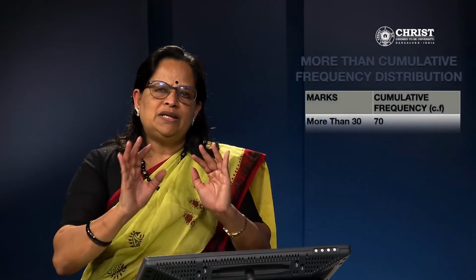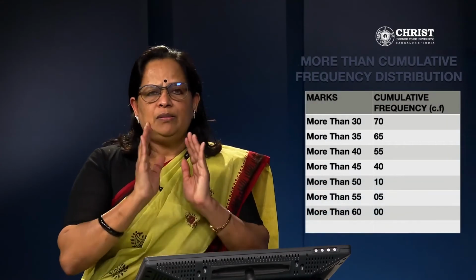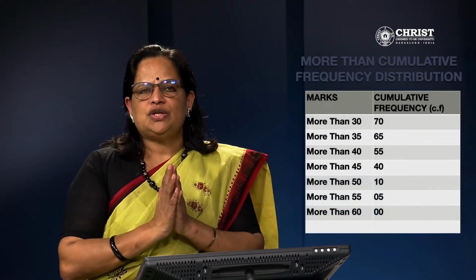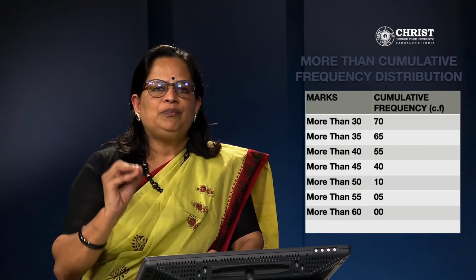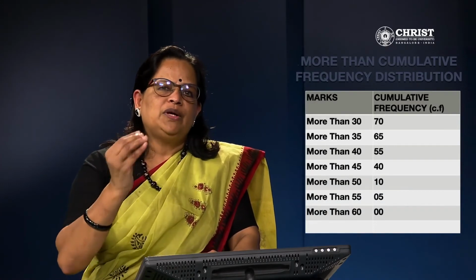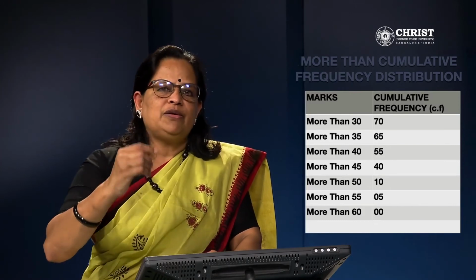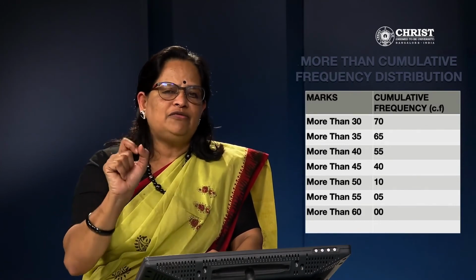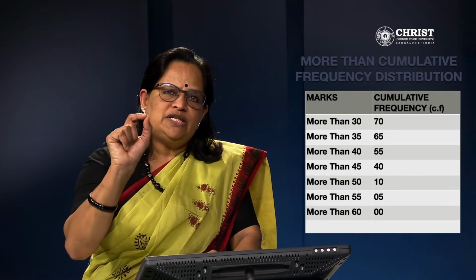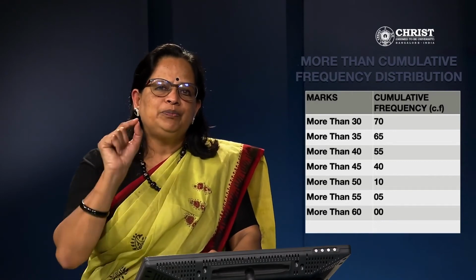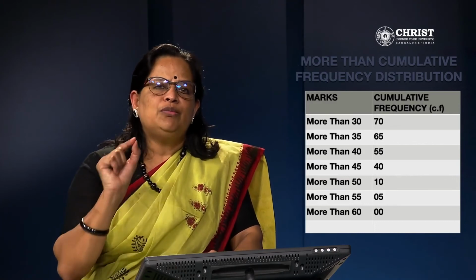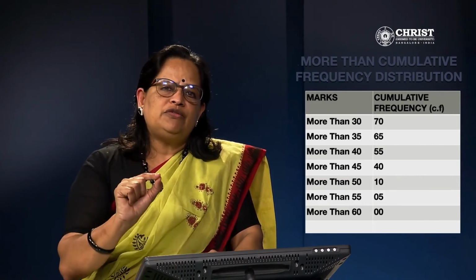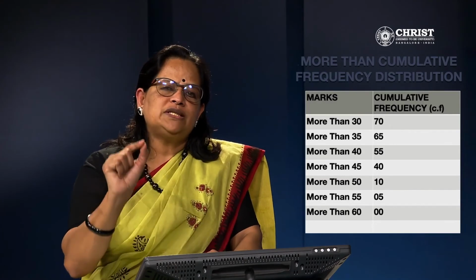So one more method is there of expressing the more than cumulative frequency distribution. More than 30 is 70. More than 35 is 65, because for 30 to 35, 5 was the frequency. So 70 minus 5 you are getting 65. More than 40, 55. More than 45, 40. More than 50, 10. More than 55, 5, and more than 60, 0.